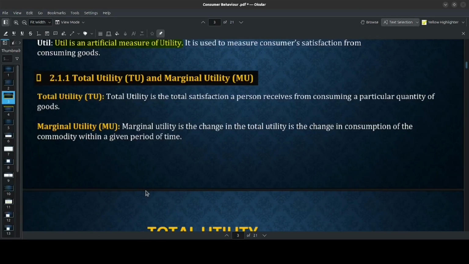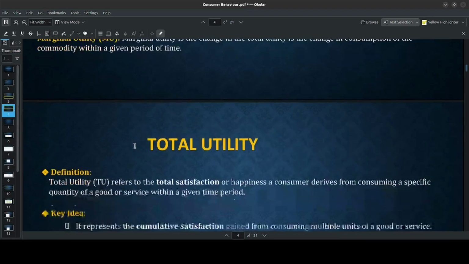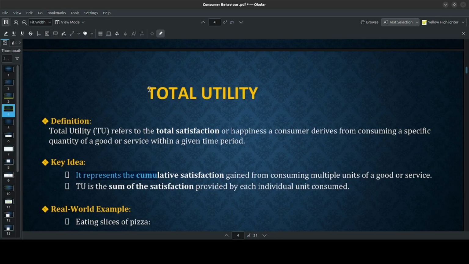We will discuss total utility and marginal utility. What is total utility? Total utility is the total satisfaction a person receives from consuming a particular quantity of goods. What is marginal utility? Marginal utility is the change in total utility due to a change in consumption of the commodity within a given period of time.